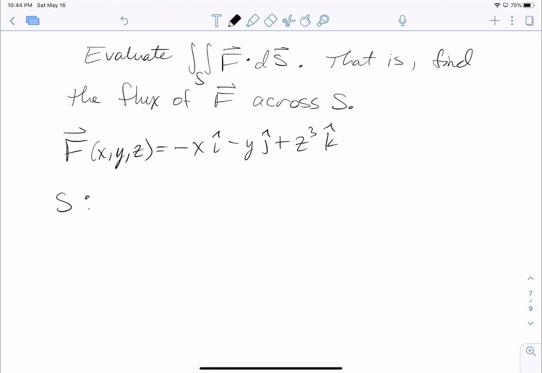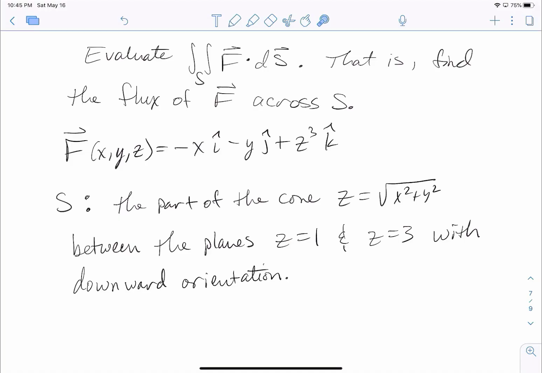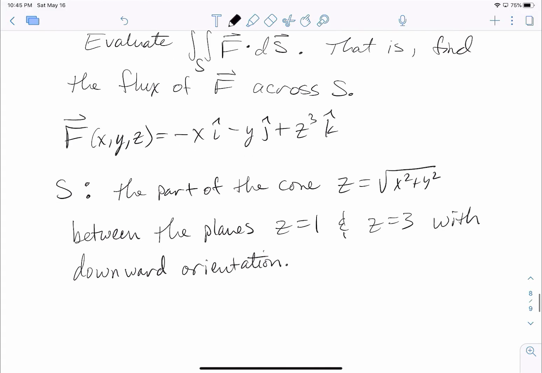And S is the part of the cone z equals the square root of x squared plus y squared between the planes z equals 1 and z equals 3 with downward orientation. And I think it was awfully nice for the author to tell us to use downward orientation, so that we don't have to figure out which orientation to use.